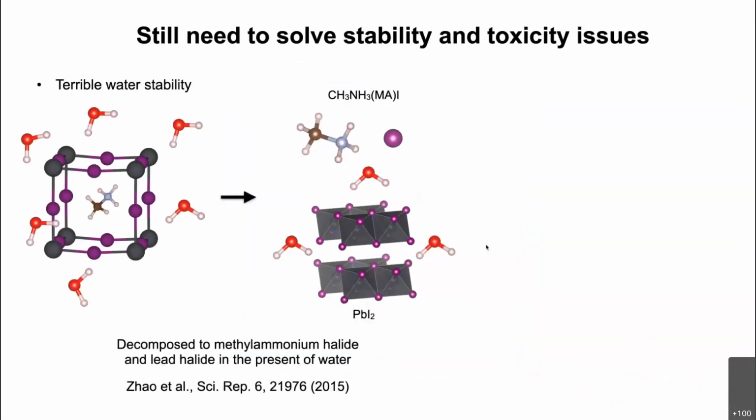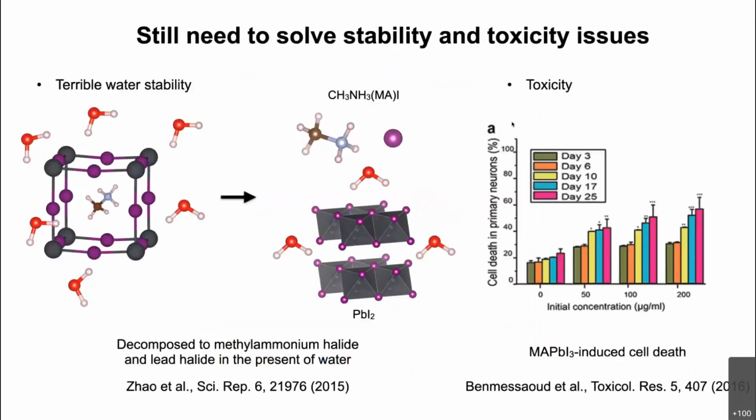But there are still some problems that need to be solved: stability and toxicity issues. If there is water, water can destroy this material and decompose it into two phases. So this is really bad. Water stability is really bad. Also, since there is a lead atom, this is toxic. These lead atoms can kill our human cells. So we have to replace these lead atoms with other non-toxic elements.